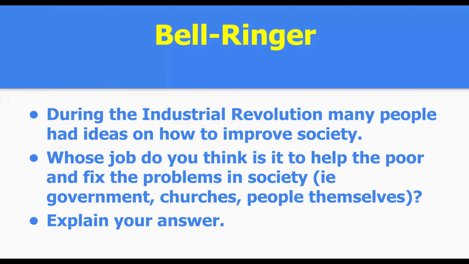And today, for your bell ringer, your warm-up activity, before we get started, I really want you to think about and answer this question. It says, during the Industrial Revolution, many people had ideas on how to improve society. So whose job do you think it is to help the poor and fix the problems in society? Do you think it's the government, the churches, people themselves? And when you answer this question, make sure you explain your answer, explain your reasoning. So make sure you answer this question before you continue on with the rest of this lesson.